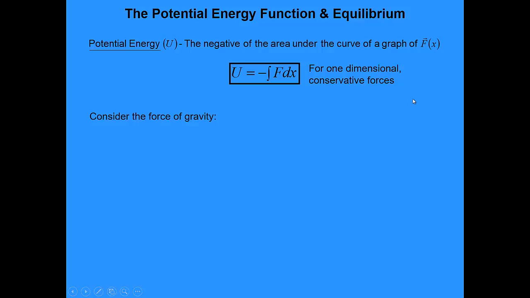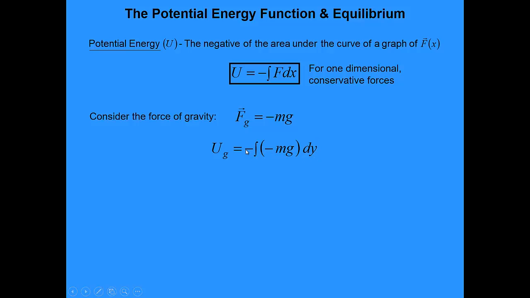So consider the force of gravity. The force of gravity is, of course, near the surface of the Earth, just negative mg, right? If we get rid of the vector nature by putting in the direction. So if we plug that in for F, we get that the gravitational potential energy, and note here I am using AP-ish symbols, U sub g, right, is the negative of the integral of negative mg with respect to y, where y is the height.